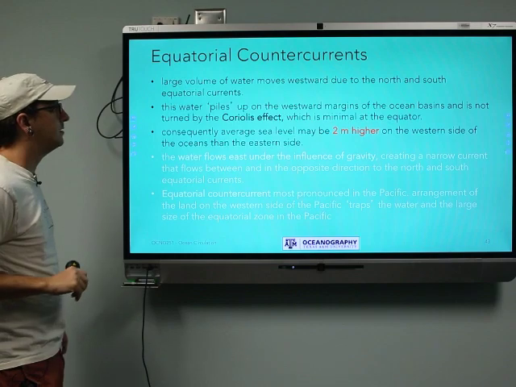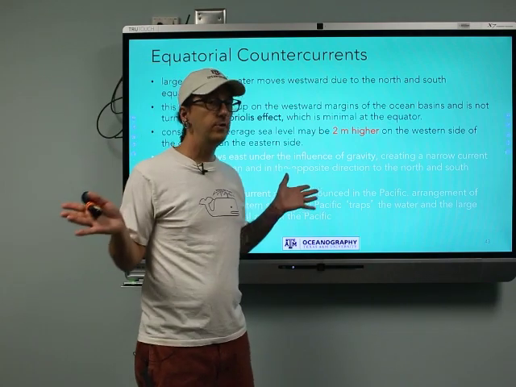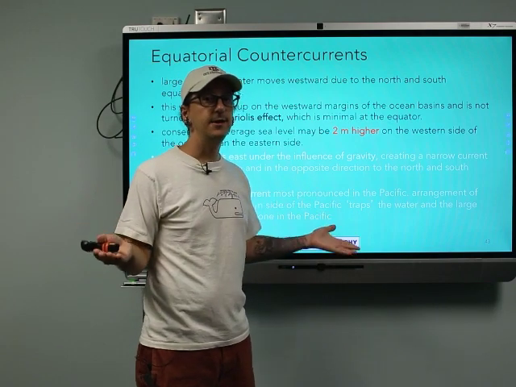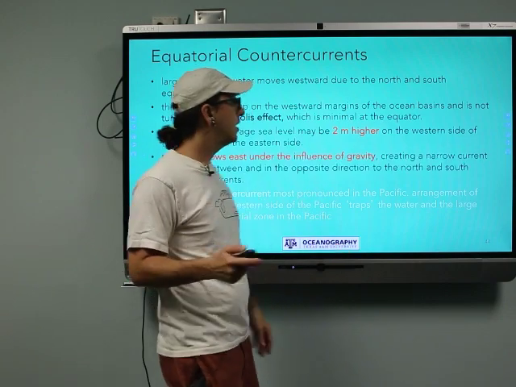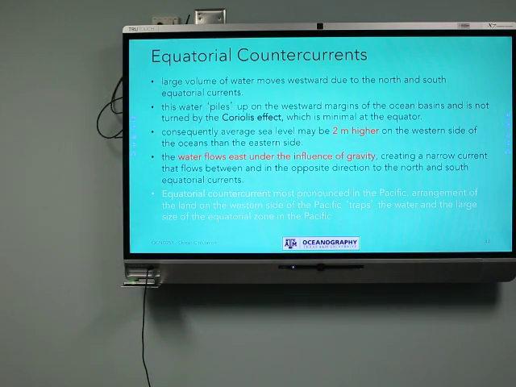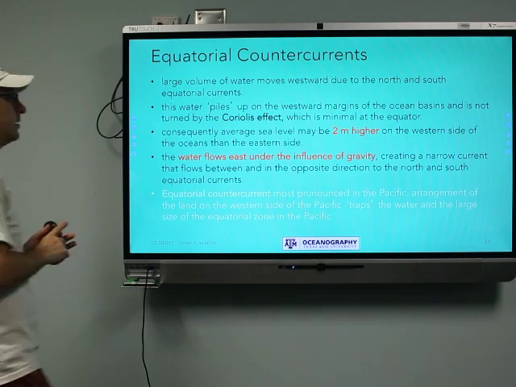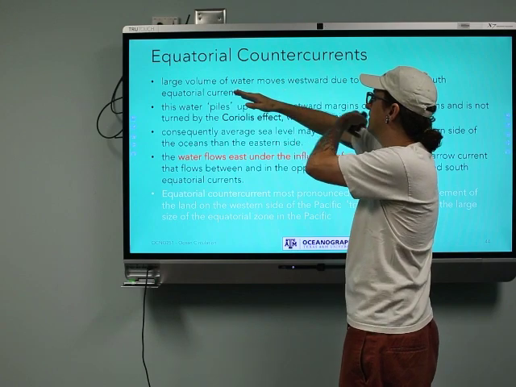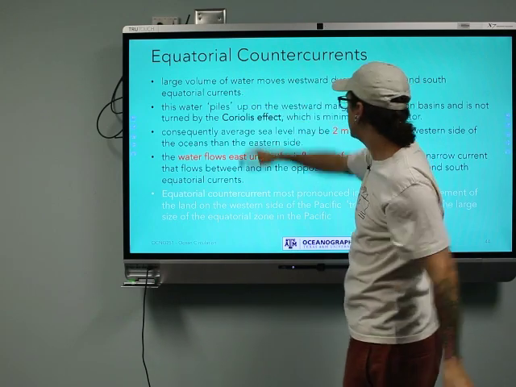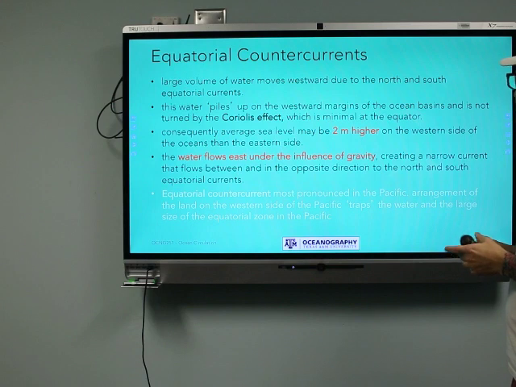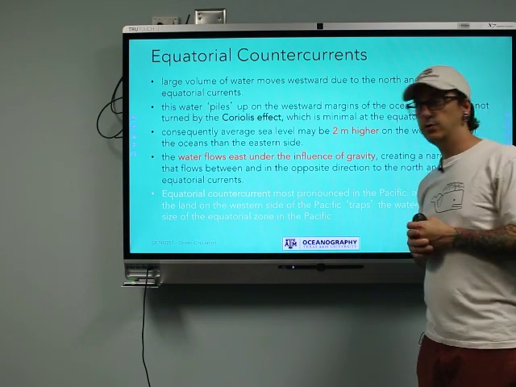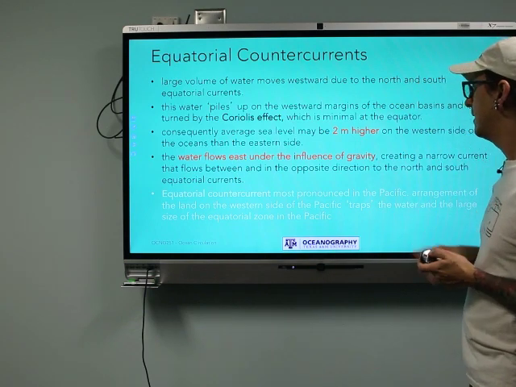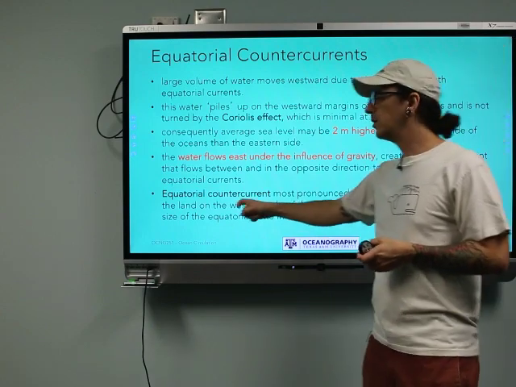2 meters higher on one side or the other. Gravity, and there's no Coriolis to push it in one direction or the other, so gravity is going to be like, all right, enough of this. We've got to go the other way. So the water flows east. East is now this way, so this water was really high, but then the water is going to start flowing back that way under the influence of gravity, creating a narrow current that flows between and in the opposite direction of the north and south equatorial currents. This is called the equatorial countercurrent.